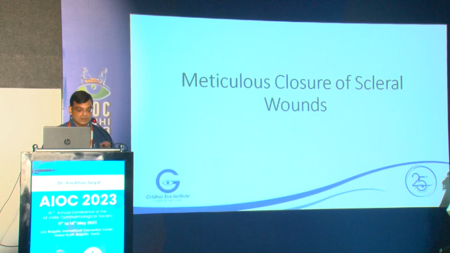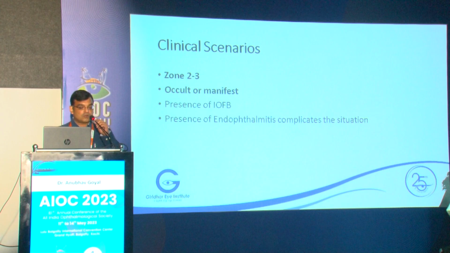So the most tricky thing is when there is an open globe injury: how to intervene, what to intervene, which test to be done prior and which test to be done later on. So I'll be dealing most commonly with open globes. All these posterior segment traumas, basically zone 2 and zone 3, can be occult or manifest. We have to see whether there is a presence of intraocular foreign body, or infection or endophthalmitis at the time you have seen the patient. So you have to very carefully see which zone is involved and what the present status is.